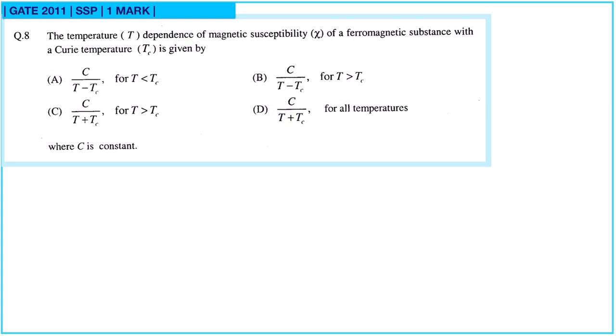Question number 8. The temperature T dependence of magnetic susceptibility chi of a ferromagnetic substance with a Curie temperature Tc is given by. Now for a ferromagnetic material, chi is equal to C upon T minus Tc when temperature is greater than Curie temperature. So here option B is correct. This susceptibility will depend on temperature only when temperature is greater than Curie temperature. Below it, the susceptibility is almost constant and it will not depend on temperature.